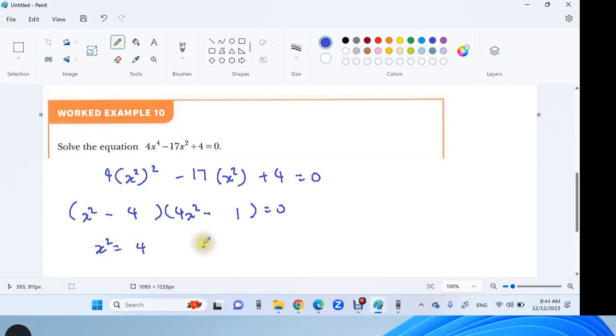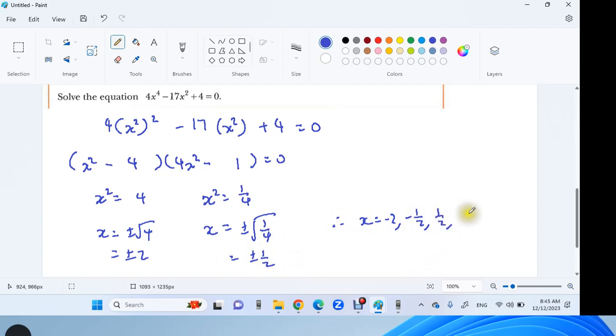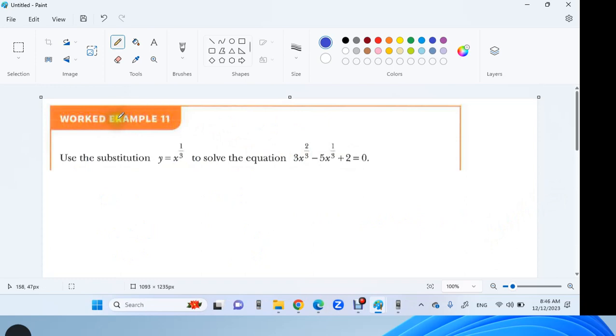And then you have x squared equal to 1 over 4. Then next will be x equal to plus minus square root 4, that is plus minus 2. X equal to plus minus square root 1 over 4, that is plus minus 1 over 2. So x is negative 2, negative half, half, and 2. This is the answer. So for worked example 11, actually you can solve it without using substitution. But the question said that you have to use substitution, so you have to use substitution.